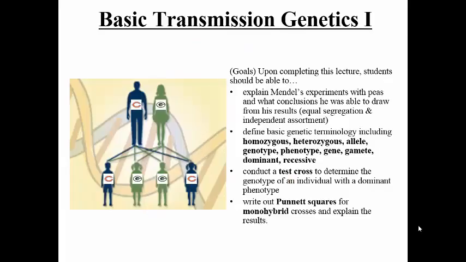Okay, so that's how you do a monohybrid cross, and that brings us to the conclusion of our lecture today. These are the terms that you want to know. You want to be able to distinguish equal segregation. We did not touch upon independent assortment today, but we'll do it in the next lecture. You also want to be able to know what a test cross is. You want to know these terms and how to do a monohybrid cross all the way through. In Basic Transmission Genetics 2, we'll take it to the next step and we'll actually do a dihybrid cross.